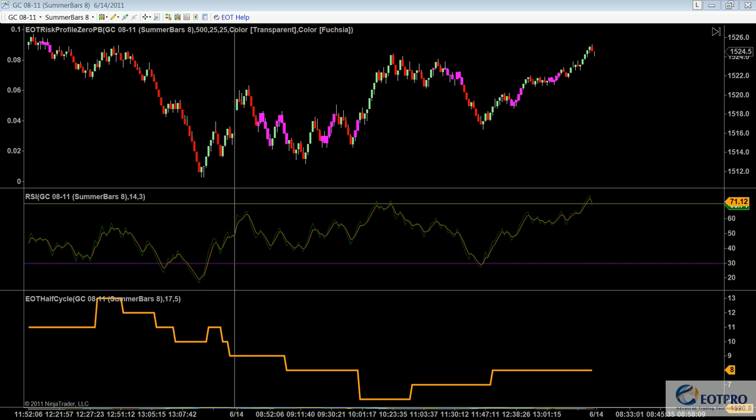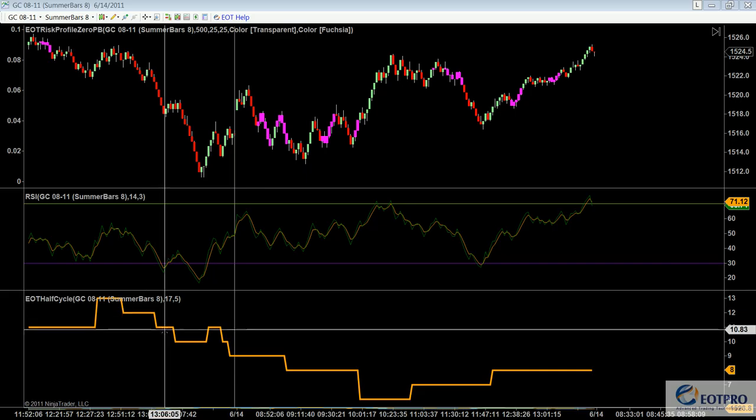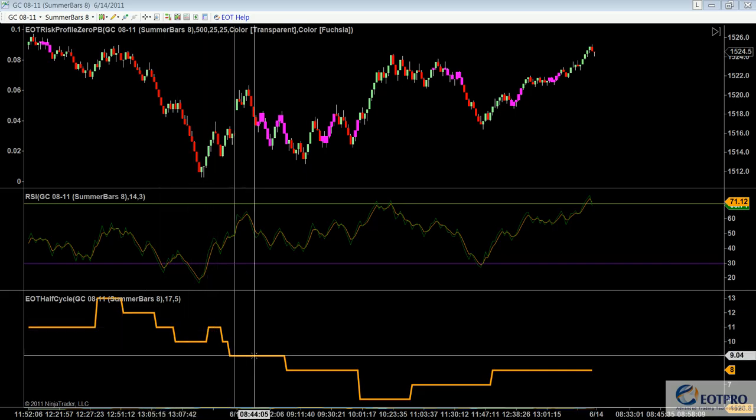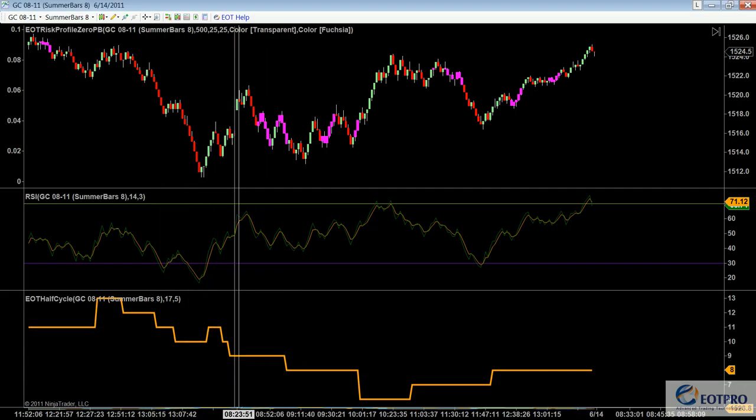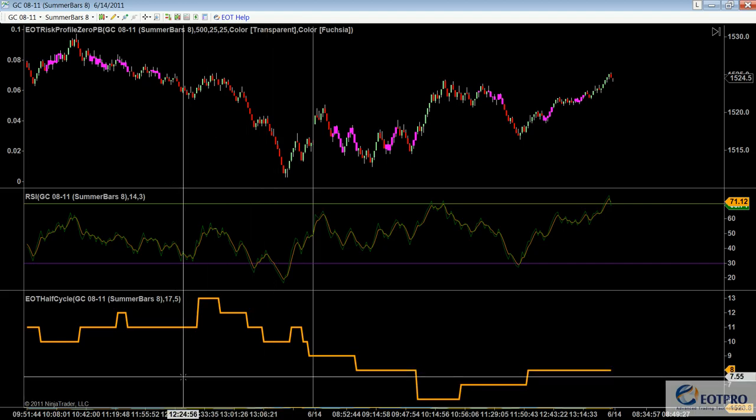I'm here talking to you about the EOT Half Cycle indicator, which is this blocky looking indicator down here at the bottom. Now, the market really has cycles in it. We always hear about cycles, but we don't really know how to use them. I'm going to show you one possibility of using cycles for your own indicators, and how we use them to dynamically adjust our indicators.